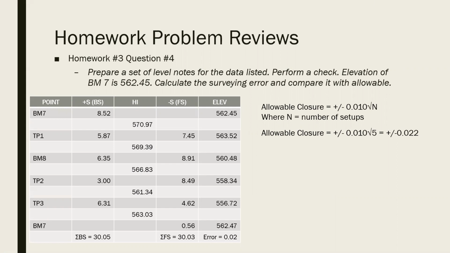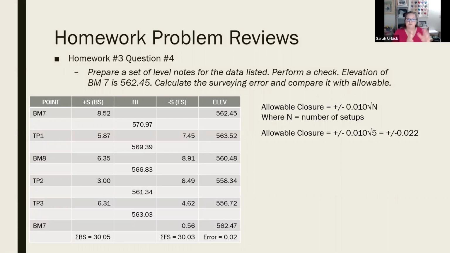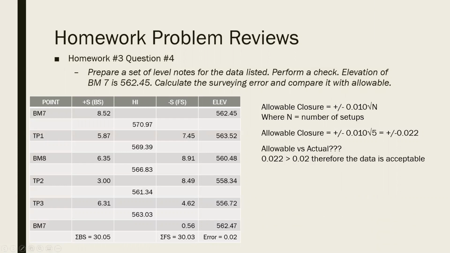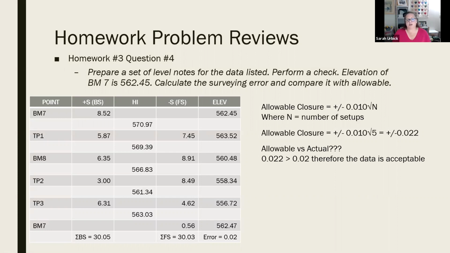I think that does make sense for me, at least. I think the thing that I keep forgetting the most, and it's so simple, it's the plus or minus. And I just need to keep in mind that that's there. So yeah, we have to be within that range. We have to be under 22 thousandths either way. So yes, on this one, we do have our allowable is greater than our actual error. Therefore, we're good to go. Okay.